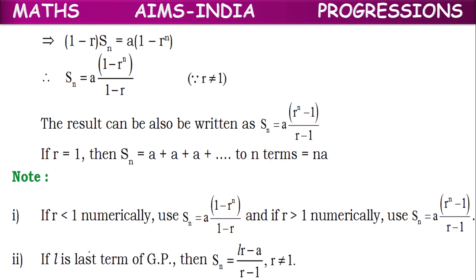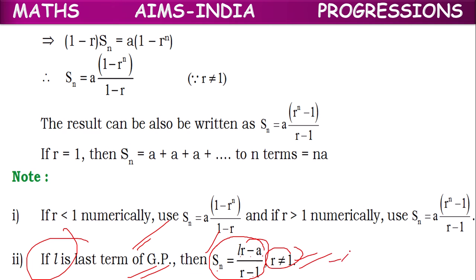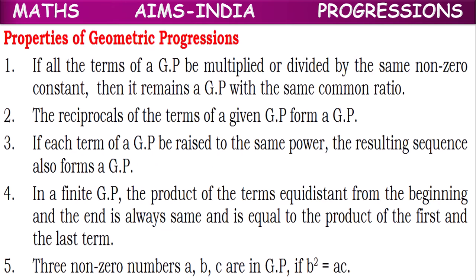If L is the last term of the GP, then Sn equal to LR minus A by R minus 1. This is the formula for Sn, where R is not equal to 1.